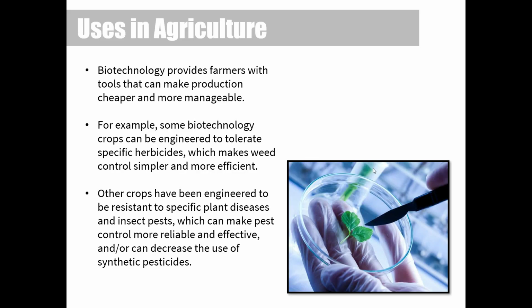All right, biotechnology is also being used in agriculture. So biotechnology provides farmers with tools that can help make production cheaper and more manageable. For example, some biotechnology crops can be engineered to tolerate different herbicides. Of course, this can make weed control simpler, more efficient. Other crops have been engineered to be resistant to specific plant diseases and insect pests. This can make pest control more reliable and effective, and can decrease the use of synthetic pesticides, which helps the environment.